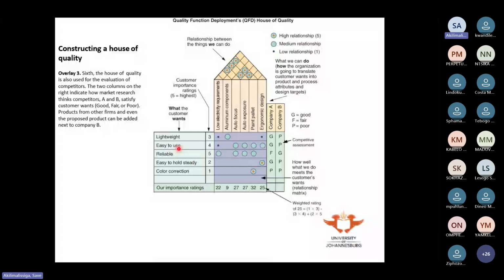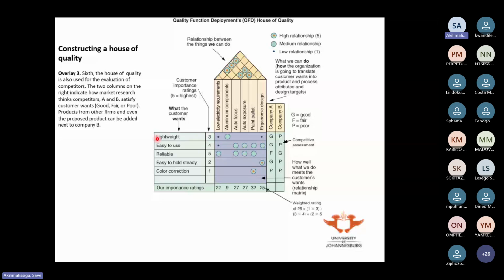So that's why here you have company A. So it's like company A, product A, something like that. Company B. Now, the legend that you are going to use here is what you call good, fair, and poor. So that's why we have GFP. Now, this is how best these companies' products are able to satisfy this customer want here. In this case, we have, for instance, lightweight. How is company A satisfying lightweight, right? So you say good. In this case here, it says good.